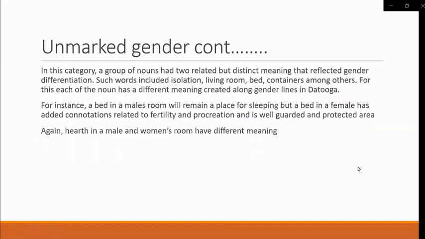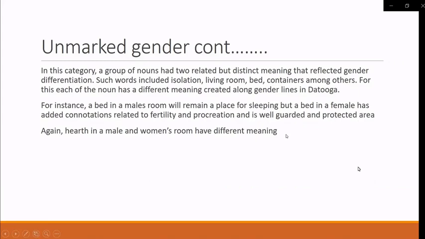So in this category of nouns, if we can give examples, there are some words which have two gender-distinct meanings. For example, we have a living room, a bed, and containers, among others. So for instance, a bed in a male's room will remain a place for sleeping, but a bed in a female room has added connotation related to fertility and procreation and is a well guarded and protected area.